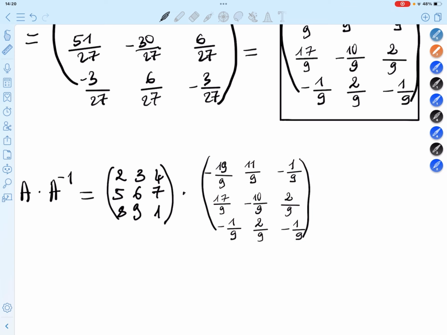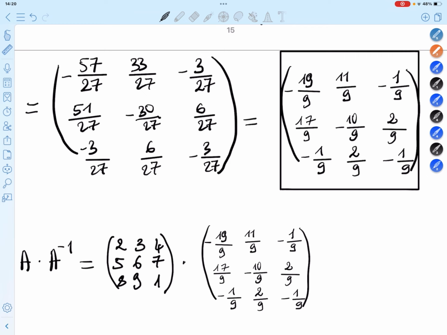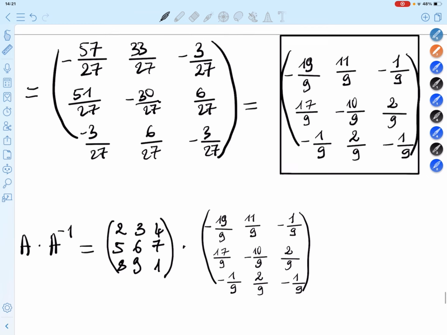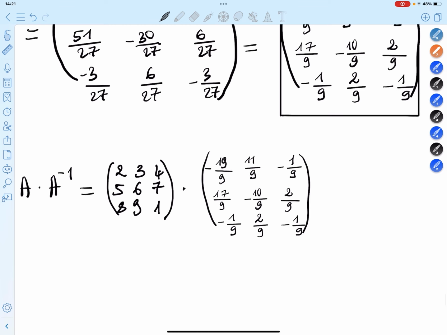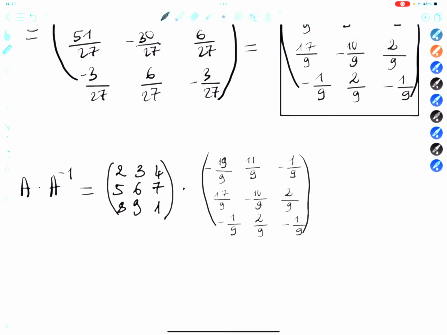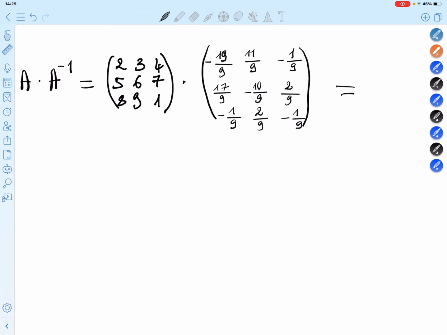Here we have a negative. Yeah, all correct. Now let's see. So if we multiply these two, what we are expecting is to get 1 in the diagonal and everything else would give me 0.